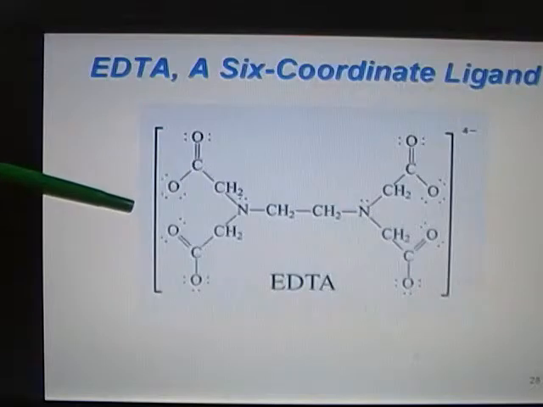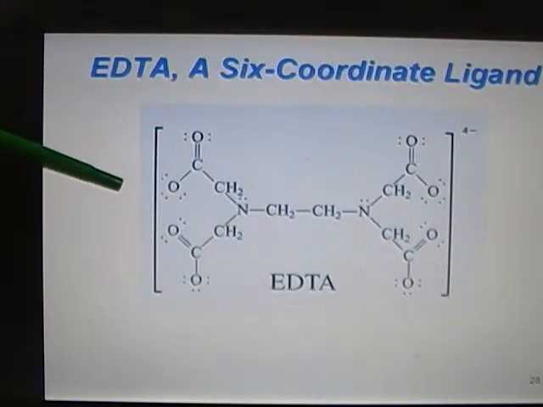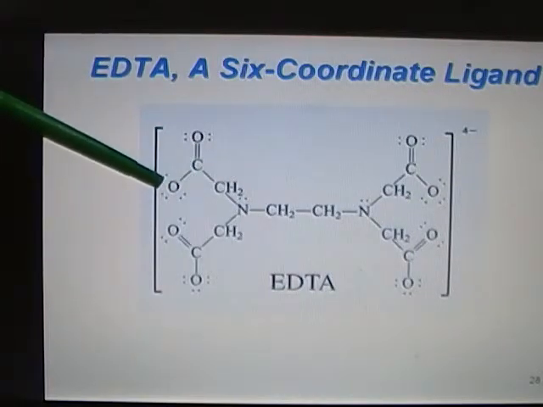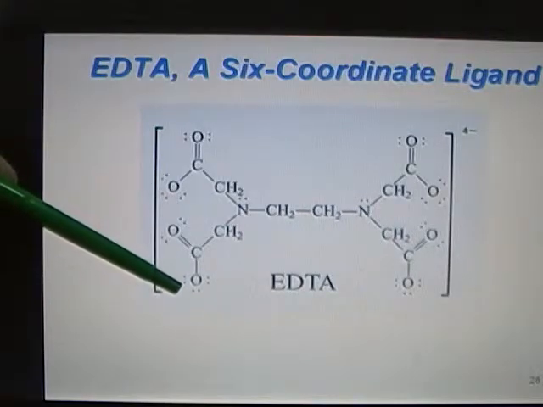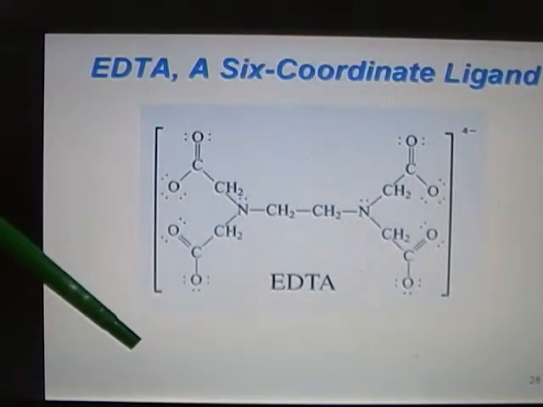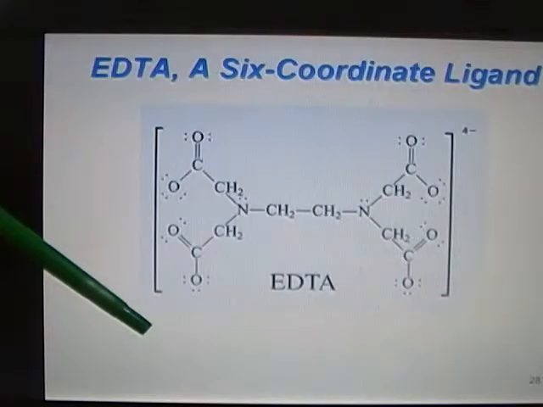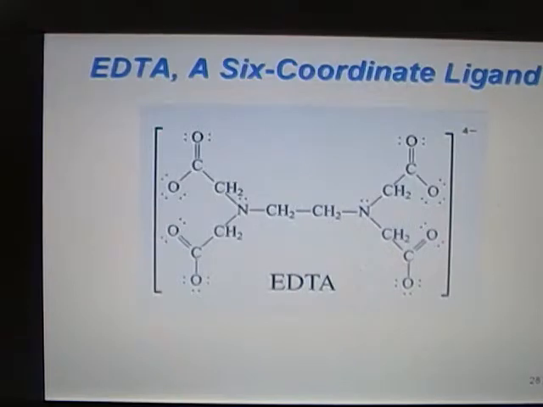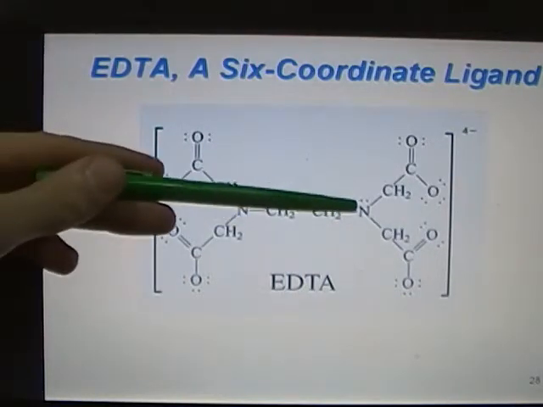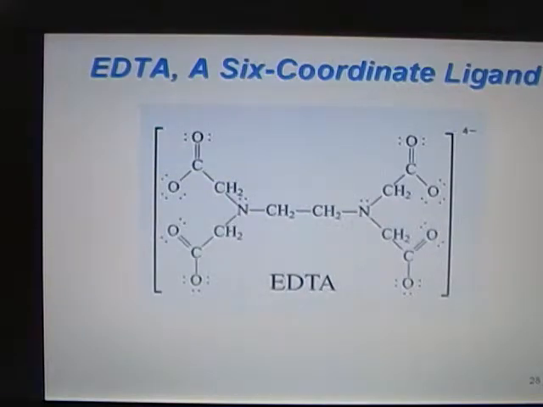This is the Lewis structure for EDTA. If you look at the end of these chains, you have oxygens, and the oxygens can bond to the metal cation. So you have 4 different spots on EDTA that can bond. You also have the 2 nitrogens in the middle that have lone pairs of electrons on them that can bond to a transition metal cation.